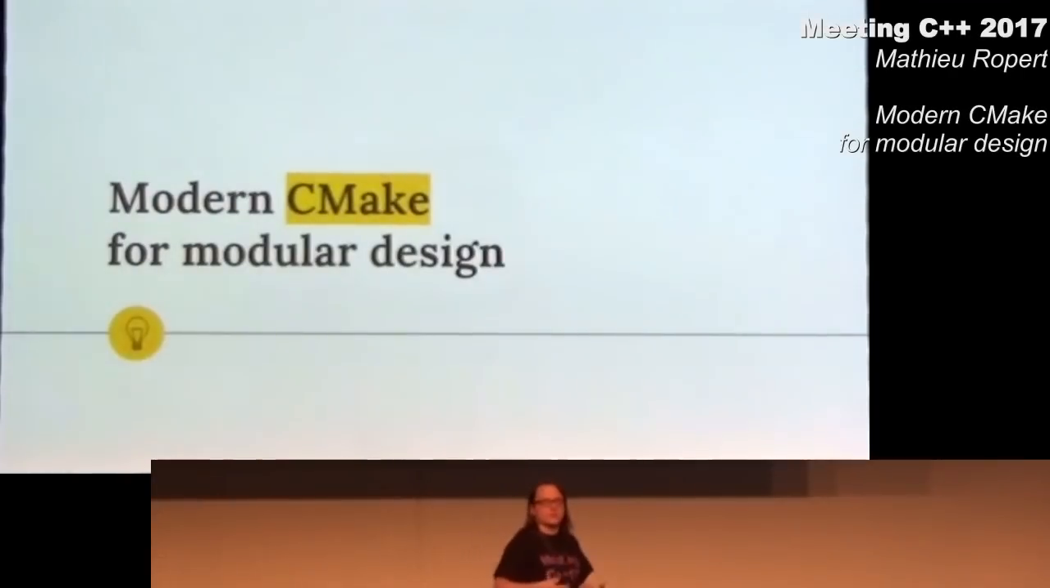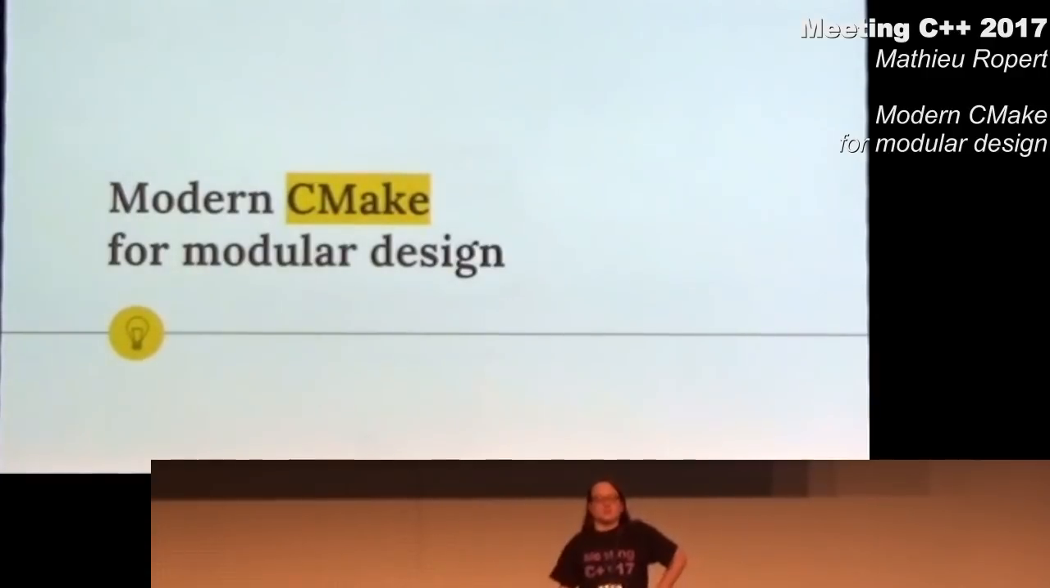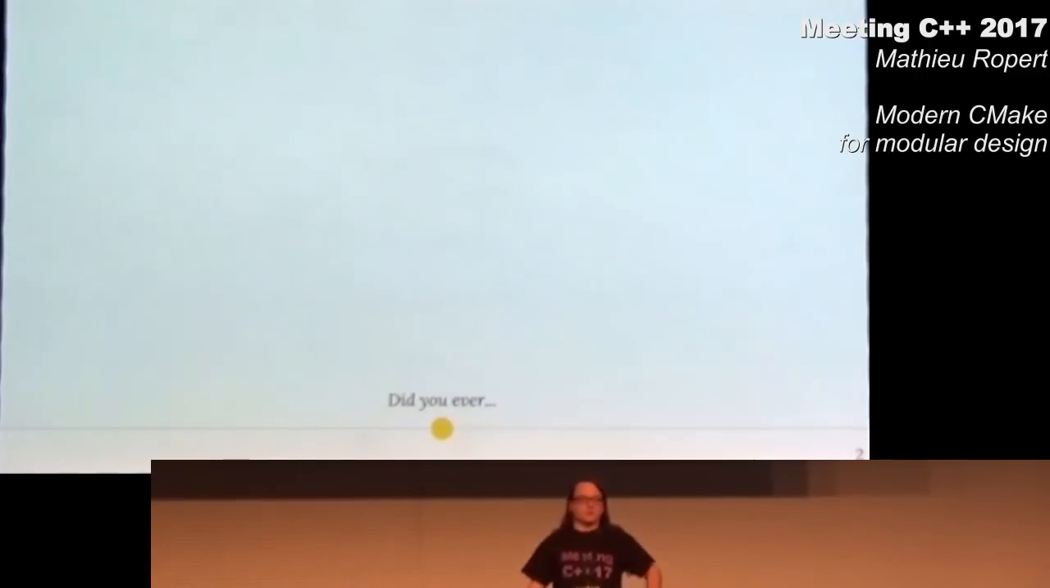I'm gonna try to make this interactive for the rest of the talk because obviously this is a talk about CMake, so I need to keep you entertained because, well, CMake. All right, so the title of this talk is Modern CMake for Modular Design. The basic idea is to use the build system to help you design better code.